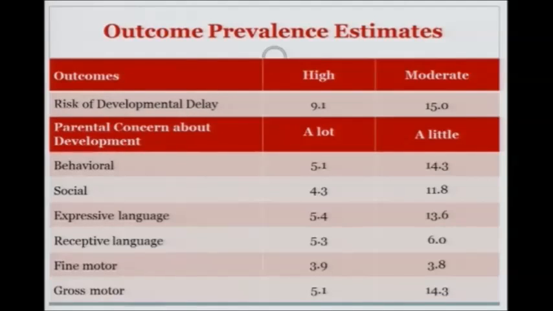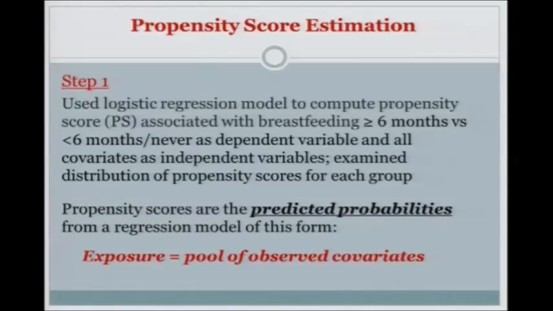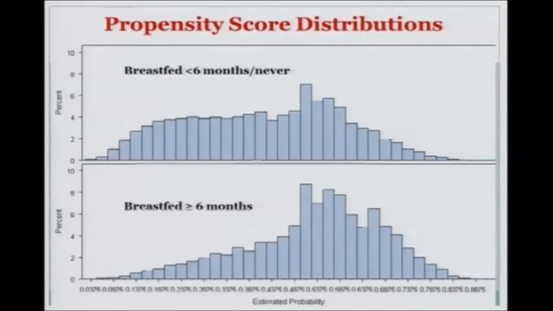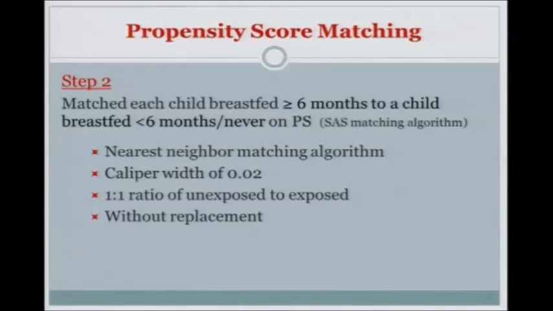Here are just my outcome prevalence estimates for the whole sample and the different domains that go into that outcome variable. So here I estimated the propensity scores, the propensity for breastfeeding greater than or equal to 6 months. Here's what they looked like for the entire sample. Now remember that what you don't see here is that this is almost half of the entire sample. So when I take these and try to find a match, I'm going to reduce my sample size, okay? So I matched each child breastfed 6 months or longer to a child that was breastfed less than 6 months or never on that propensity score.